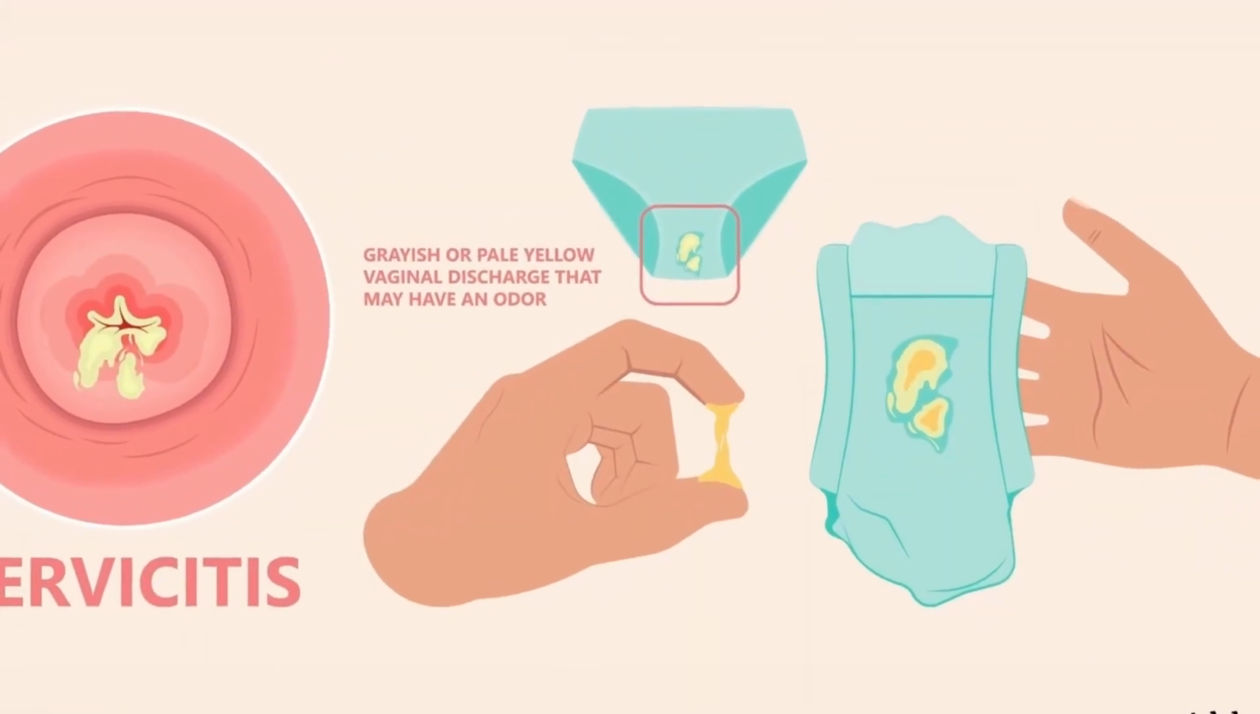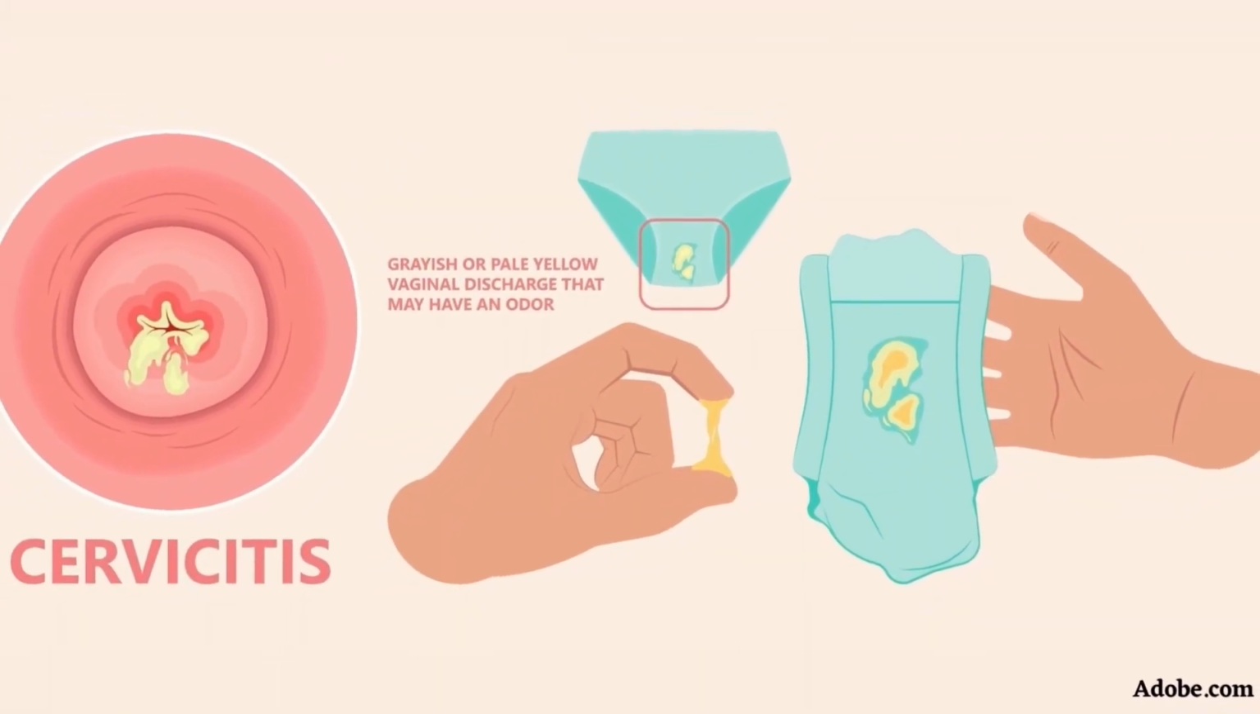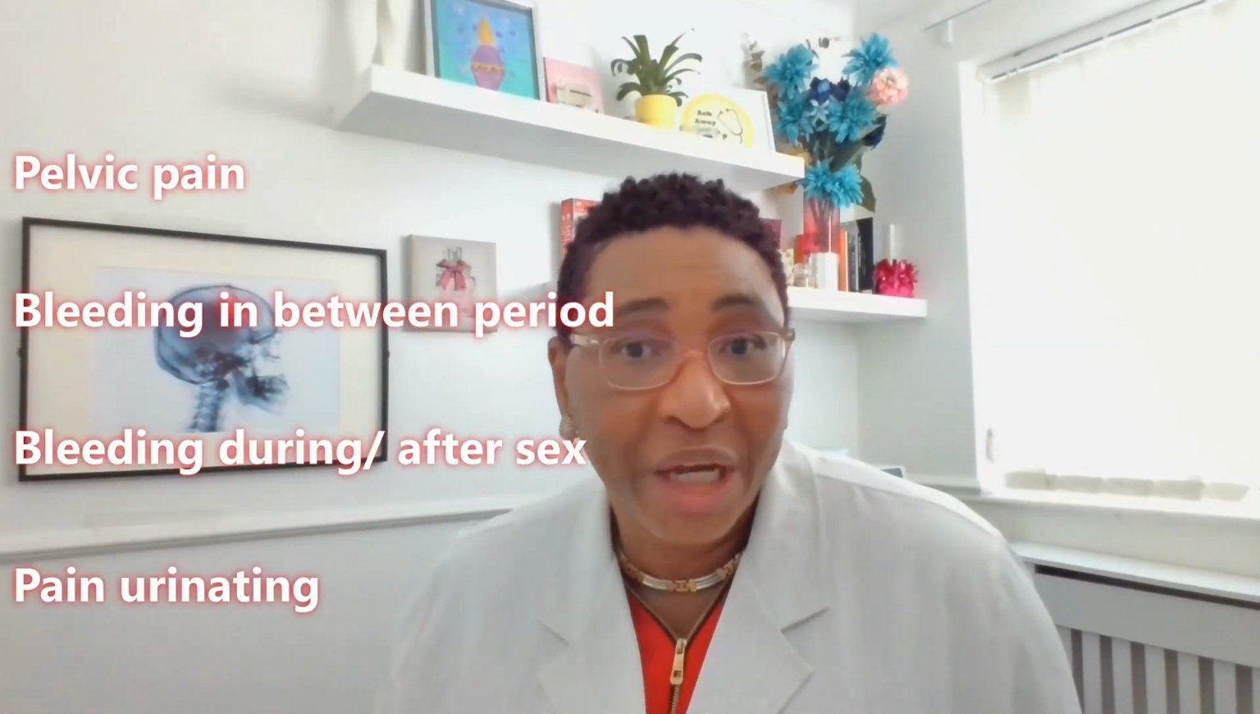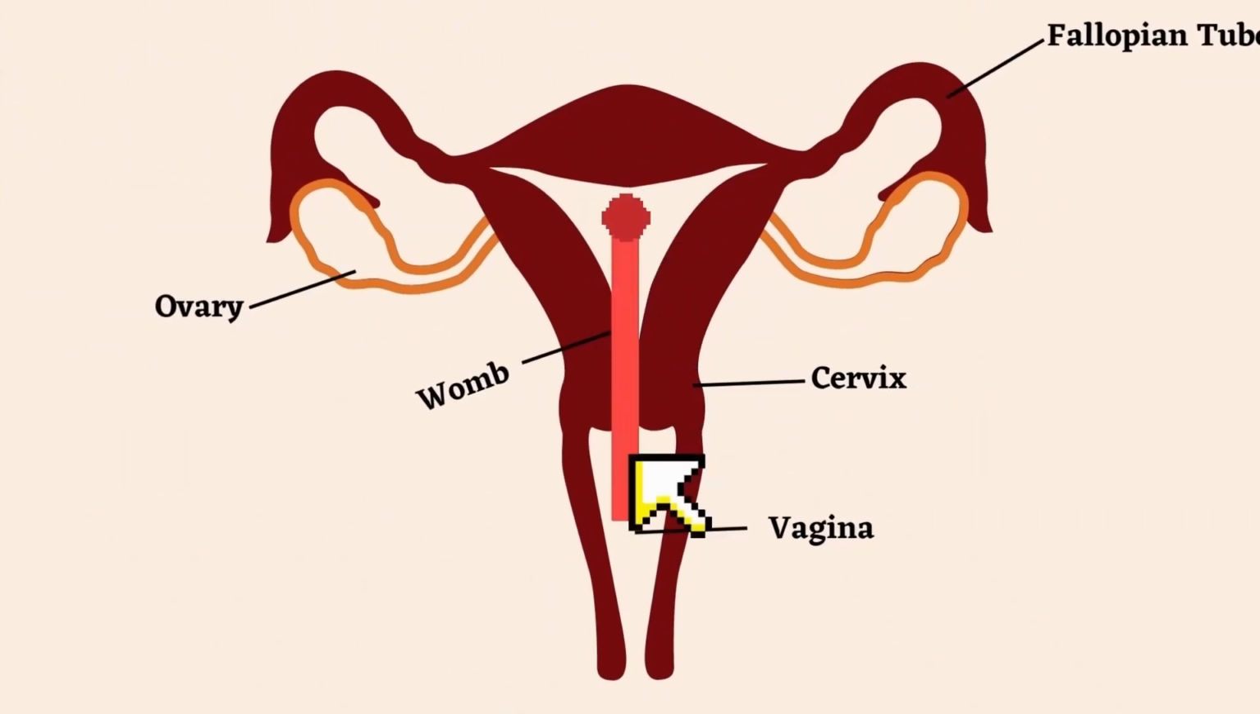The symptoms of cervicitis can include pus-filled vaginal discharge that can be yellow, cloudy, grey, bloody and smelly. You may also have pelvic pain, bleeding in between your periods or bleeding after sex, and problems passing urine. The germs that cause cervicitis can travel through the cervix and up into the rest of the womb and into the fallopian tubes if you do not treat this condition quickly.